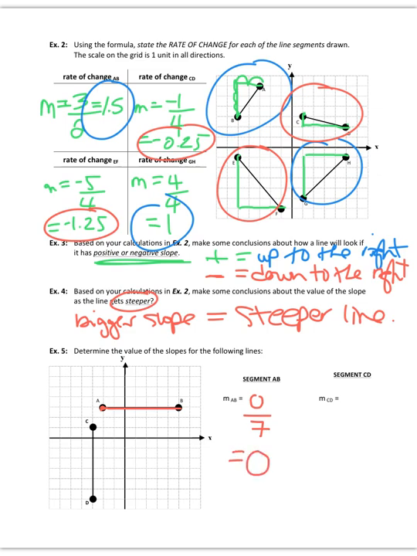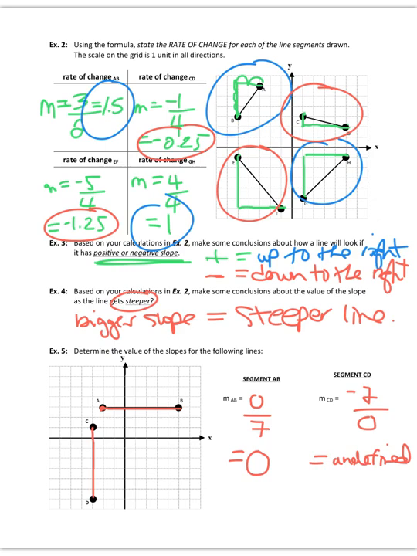And the other one over here, we have to rise from C to D. I'm going to go down 1, 2, 3, 4, 5, 6, 7. So down 7. But I don't need to run at all to get to D. So this one has a special name, and it's called undefined. Okay? And that is the last one there that we're going to do. So hopefully you see how we can find our slopes.